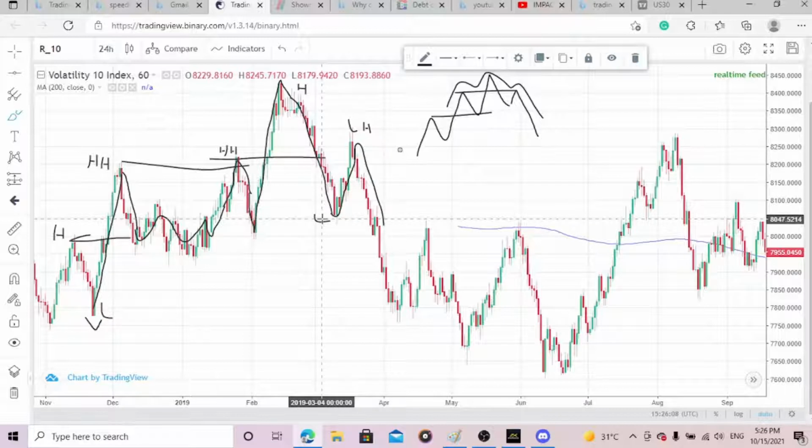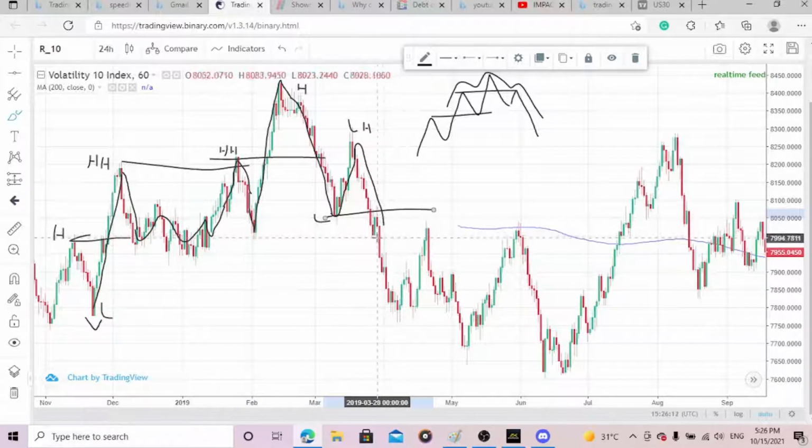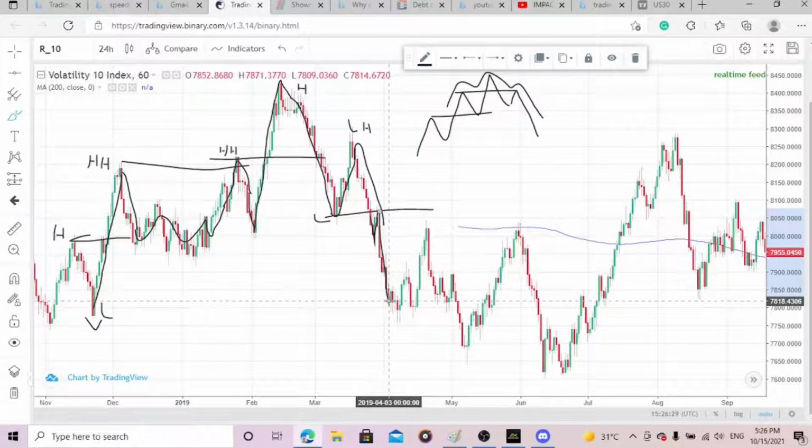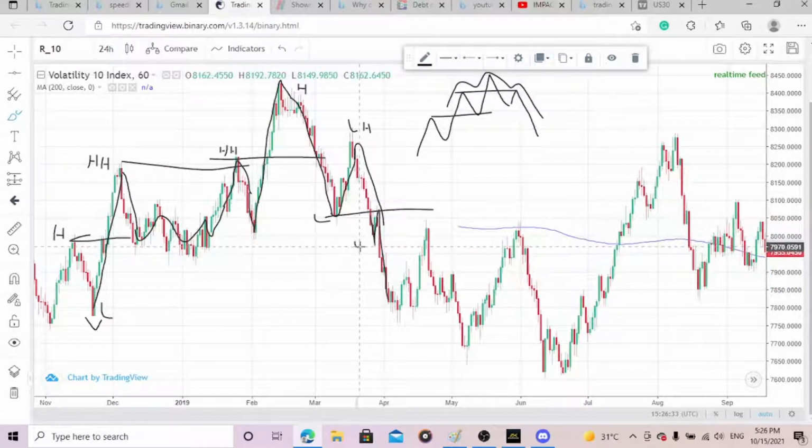So the market came to break this low that was created. And what do we expect? We expect the market to come back to retest that low. So what did the market do? The market broke the low, came back to retest it, and then went all the way down. Okay, creating a lower low here.